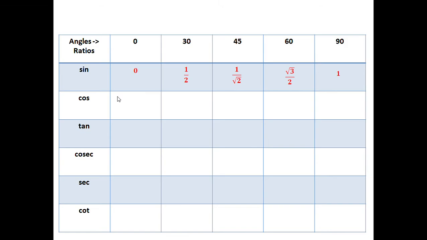So let me tell you, we only have to memorize this sine part. Once you get this row, you can easily form this table. So we only have to memorize these values of sine 0, 30, 45, 60 and 90, because the rest of the values are interrelated to sine. Let us see how. We know that sine and cos are complementary. So here 0 degree is complementary to 90 degree. So whatever will be the value of sine 90, that will be the value of cos 0.